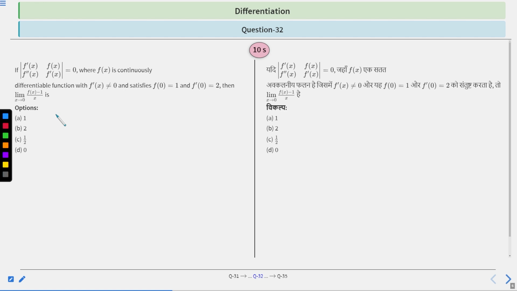So we can solve this determinant and find the values of f(x) and f'(x). Clear? And since we have to calculate limit x tending to 0 of (f(x) minus 1) upon x, it can be written as (f(x) minus f(0)), since f(0) is 1, upon x minus 0, which is f'(0). So basically we have to find f'(0). Clear? So you have 10 seconds to solve this question. After 10 seconds, we will discuss the solution.